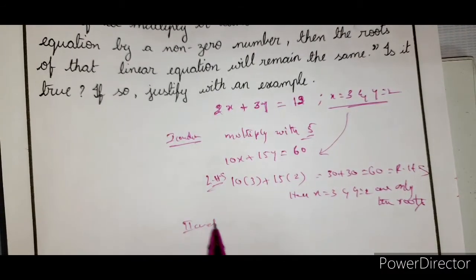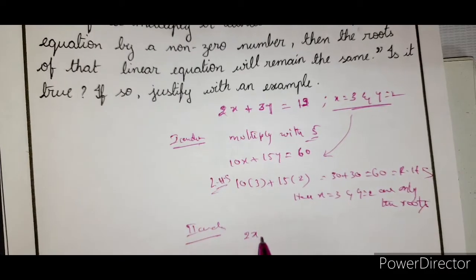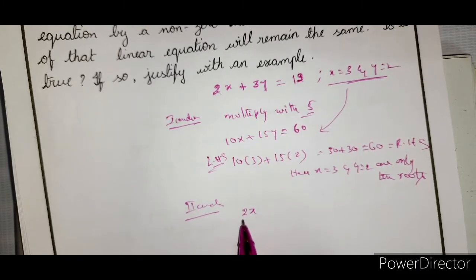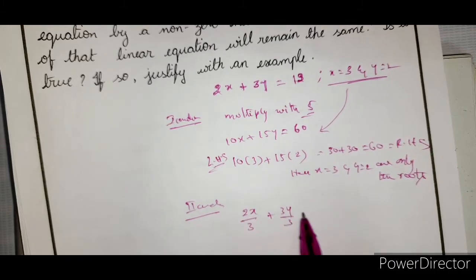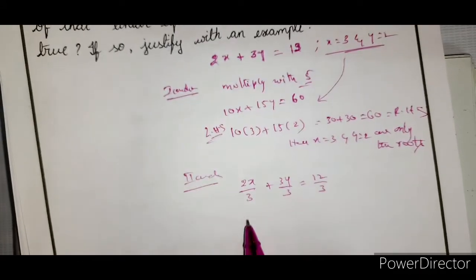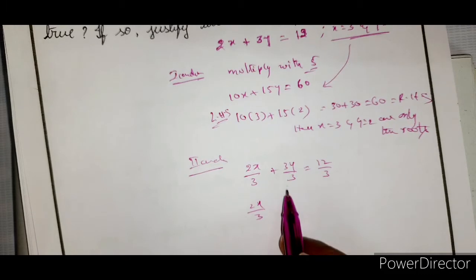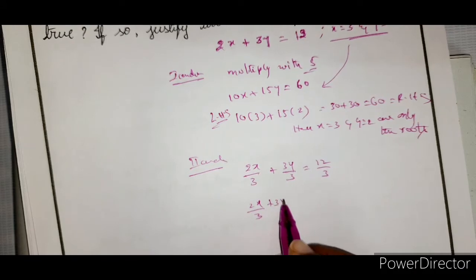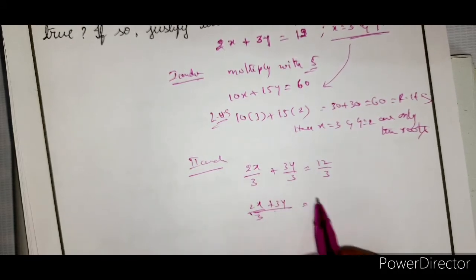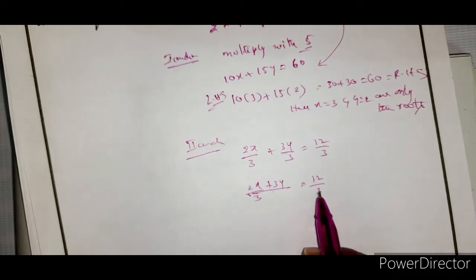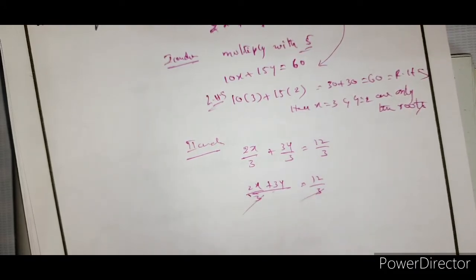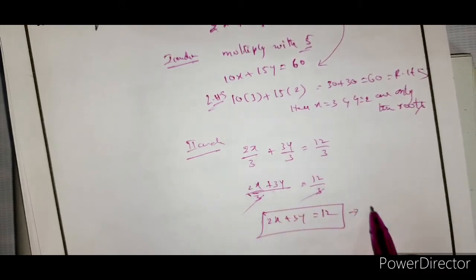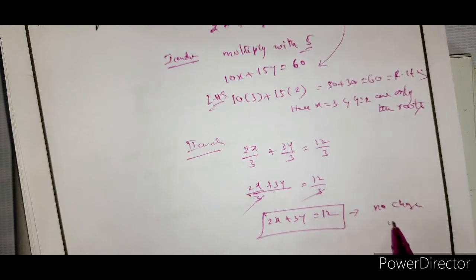Similarly, for the second condition, let me divide it by 3. So 2x by 3 plus 3y by 3 is equal to 12 by 3. So the 3 will get cancelled anyway, and you are going to get the same equation. No change in the equation, so no change in roots.